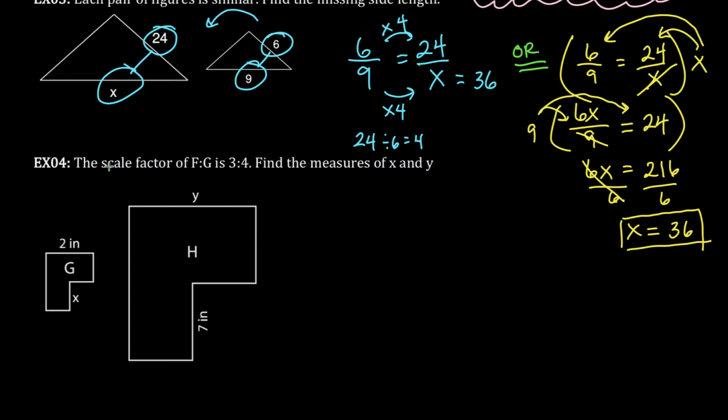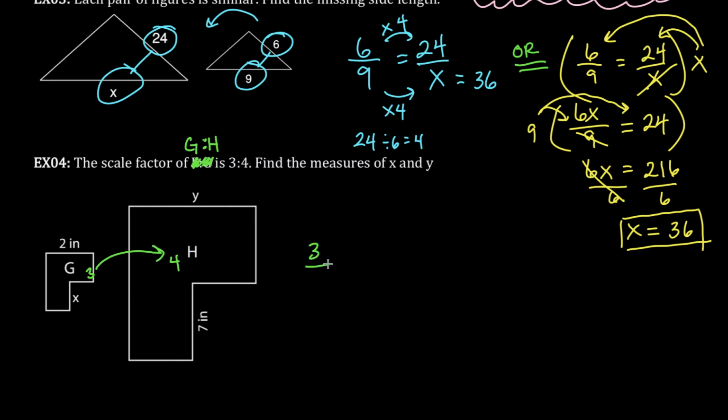So this one says the scale factor of f to g. Oh, it should say from g to h. Let's fix that. Let's put that in green. From g to h. Okay, from g to h is 3 to 4. So this way to this way is 3 to 4. It tells you the order. G, then H, 3, then 4.